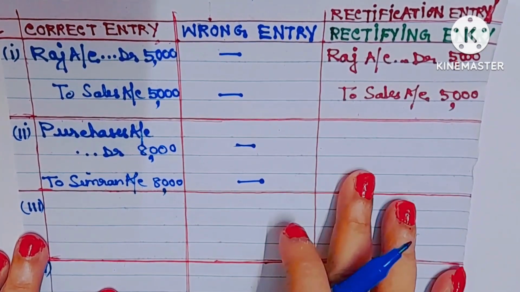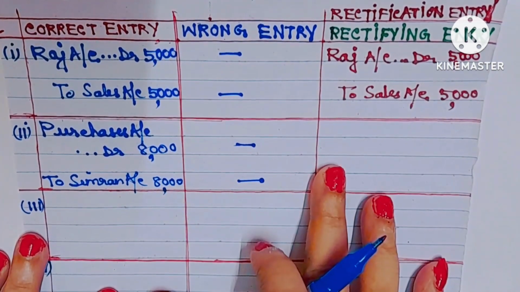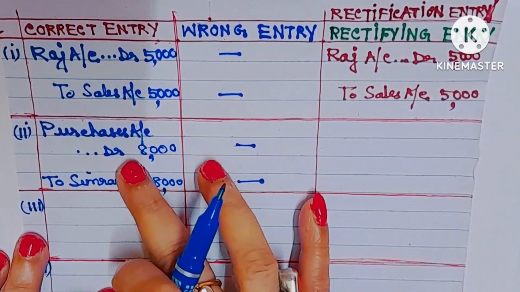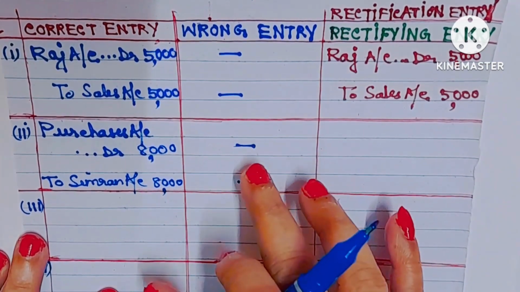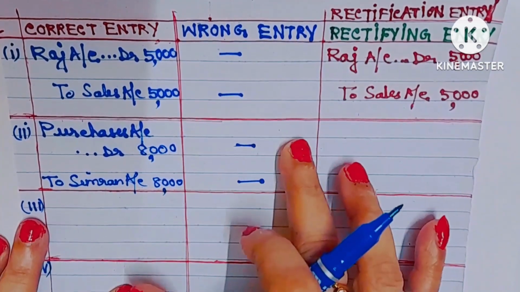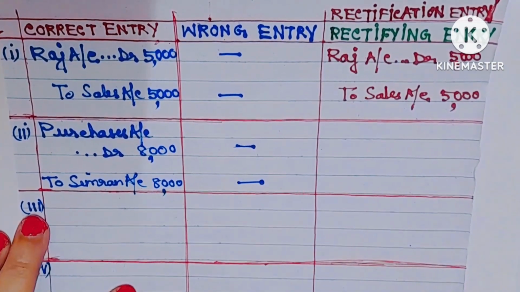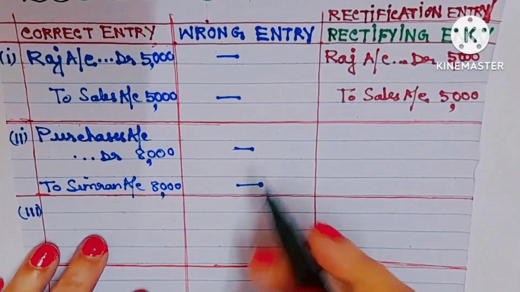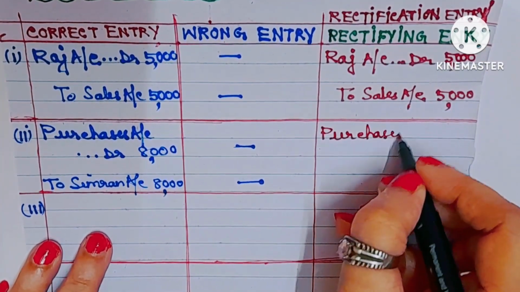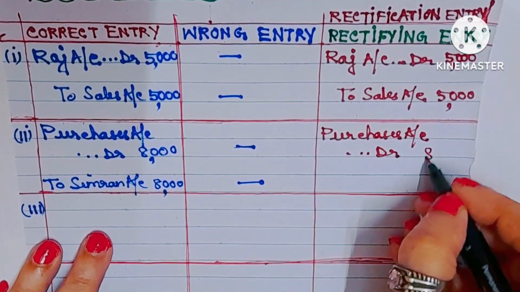Okay. Now, what is the rectifying entry? I have already told you, please compare the correct entry and the wrong entry. This is the technique to rectify. On the debit side of the correct entry is purchases account debit 8000. On the debit side of the wrong entry, nothing has been recorded. Since nothing has been recorded on the debit side of the wrong entry, we'll have to write the correct entry on the debit side. That is purchases account debit 8000. Okay, so we'll straight away write the correct entry, purchases account debit 8000.